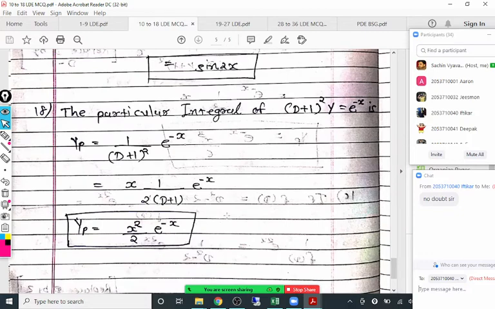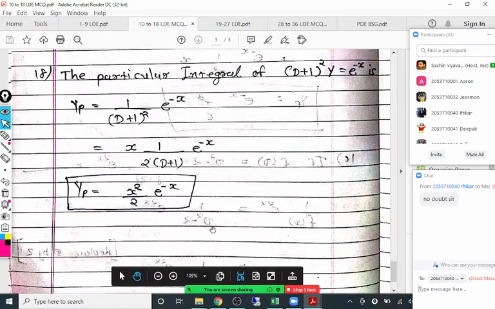18th, we want yp for e raised to minus x again. But here when we replace D by minus 1, you will observe it is coming 0. So x is multiplied, differentiate denominator, that's correct. Again when we replace, the same thing happens. So again x is multiplied and differentiate denominator, and that's the answer. Very good. It's correct. 18 is correct.